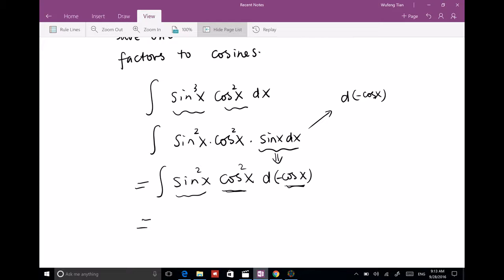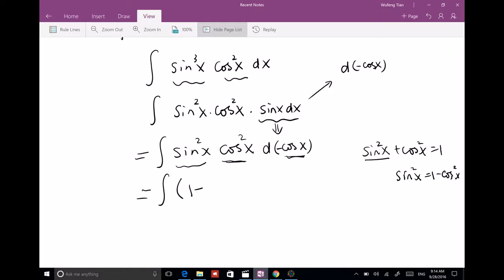Or anyone? Matthew? What do you think? Taylor? Do we have a trig identity we can substitute in there? That's perfect. Yes, we can use the trig identity sine x squared plus cosine x squared equals 1. Then the sine squared will be replaced by 1 minus cosine squared. So basically, I can substitute sine x squared with 1 minus cosine x squared, and then cosine x squared, and d of negative cosine.